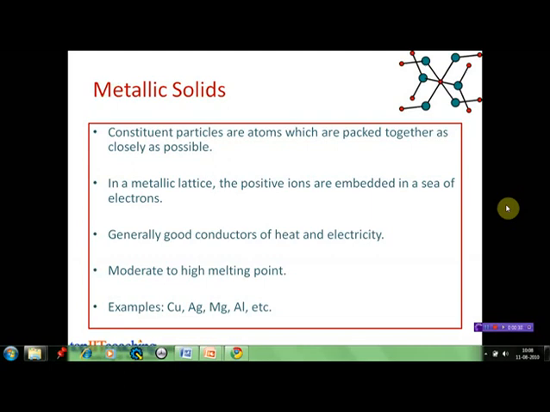The metals are considered to be very good conductors of heat and electricity. They have moderate to high melting point. And examples of metallic solids are various metals such as copper, silver, gold, magnesium, aluminium, etc.